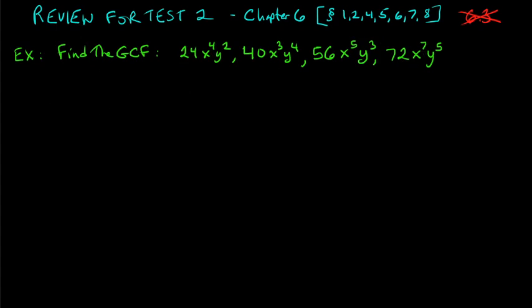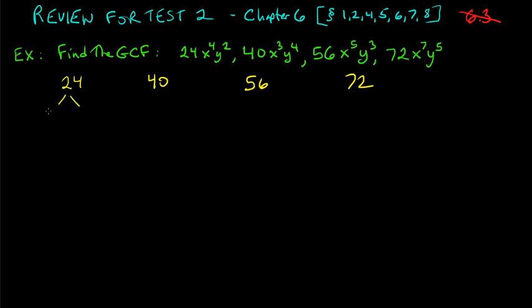So let's just start with the numbers first. We have 24, 40, 56, and 72. So let's find their factors. Just do a factor tree.